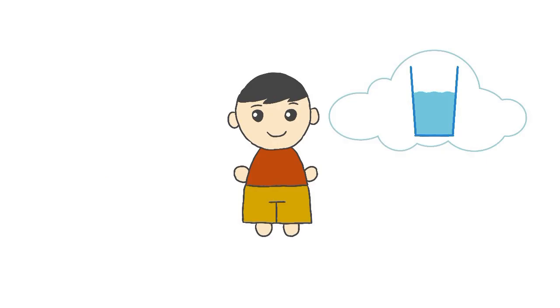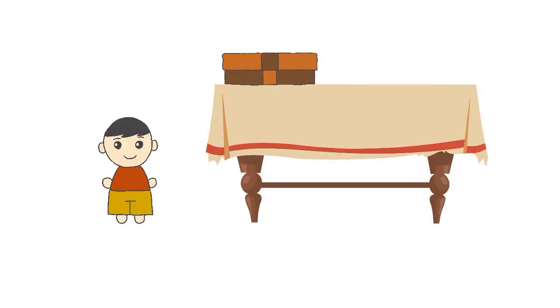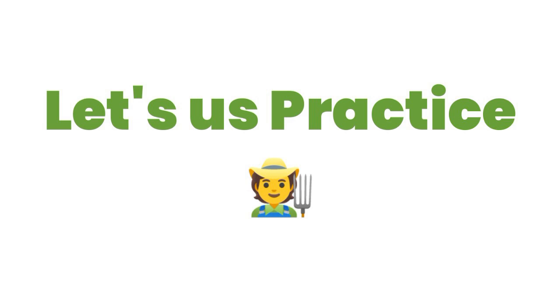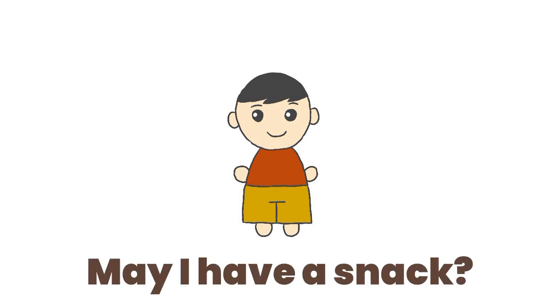Now that Bob has had his glass of water, Bob would like a snack to give him more energy. To get a snack, Bob has to ask for one too. But Bob doesn't know how to ask for a snack. Do you know what Bob can say to ask for a snack? Well, let's practice what you can say when you need to ask for a snack. To ask for a snack, Bob needs to say, "May I have a snack? May I have a snack?"